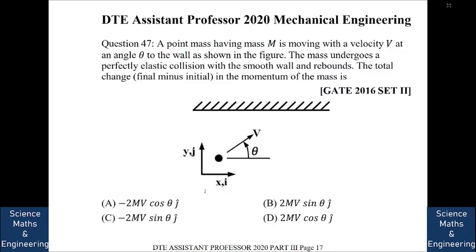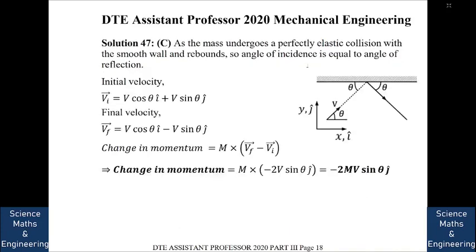Next, a point mass having mass capital M is moving with a velocity capital V at an angle theta to the wall as shown in the figure. The mass undergoes a perfectly elastic collision with the smooth wall and rebounds. The total change, final minus initial, in the momentum of the mass is, so the answer is C. It is a perfectly elastic collision, so angle of incidence would be equal to the angle of reflection. So this is theta, and this would also be theta.